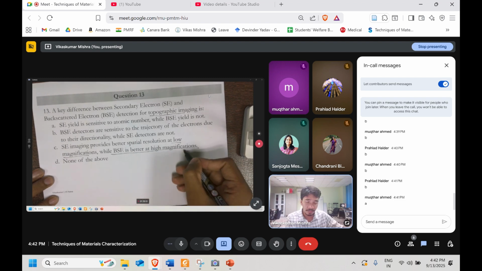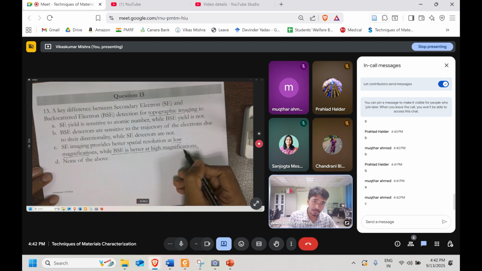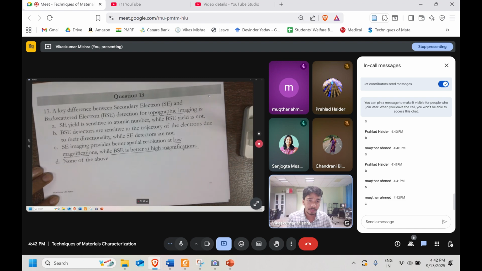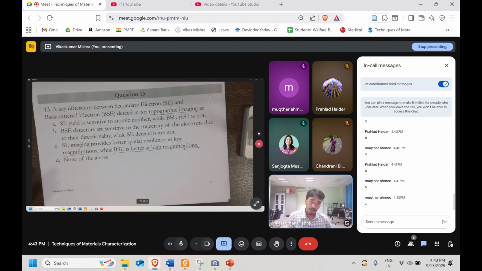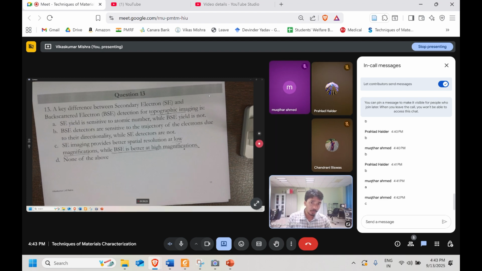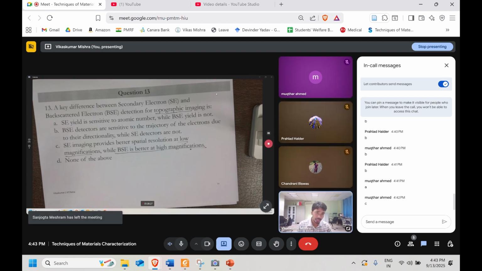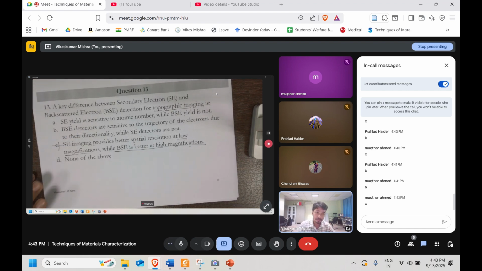Is BSE better at high magnification? No, right? See, at higher magnification we cannot use the BSE. The reason is that the spatial resolution of the BSE is not good. It won't go to the higher magnification. The SE is the one which can go to the higher magnification. So option C we can rule out. Right. Now let's go with A and B.